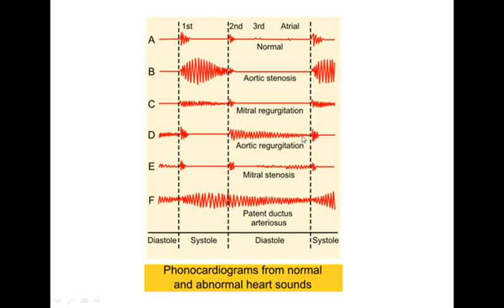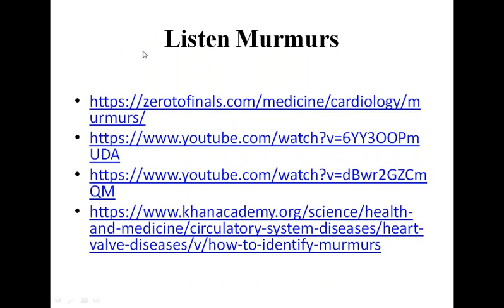So you have to learn to listen to these kinds of murmurs. All these murmurs will be questioned in the exam. Mitral stenosis, again a diastolic murmur, and patent ductus arteriosus can cause a continuous murmur. Here I have given some links. You can go to these YouTube sites to listen to some murmurs, but the main way to learn murmurs is listening to normal people and listening to abnormal people.